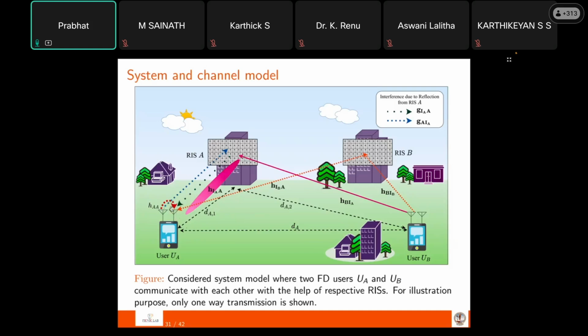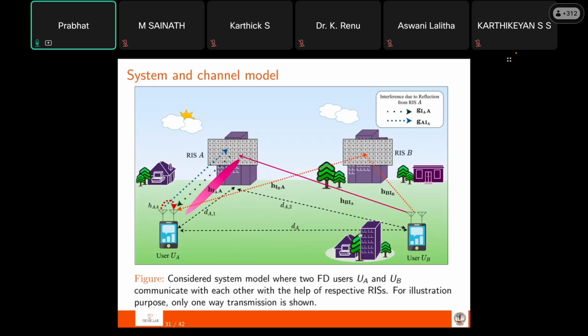We have discussed it in detail. So finally, during this transmission process, user A is going to receive basically how many signals? The signal coming from user B through RIS-B, the signal coming from the user itself through RIS-A, and the self-interference signal. These are the signals which a user is going to receive. I hope this is clear. The black dots are the interference due to reflection from RIS-A.